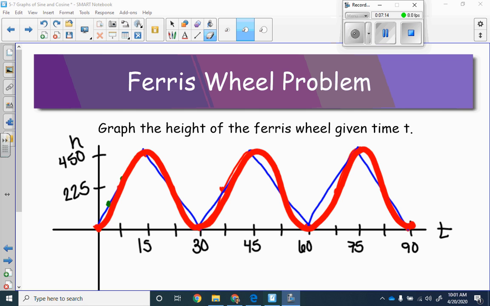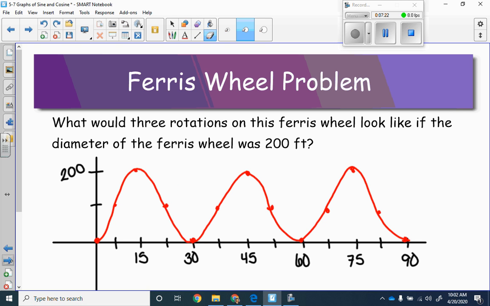Alright, so now let's take a look at the graphs, and with that I want us to think about what type of transformations are taking place with these new graphs. So the first one, after the initial one, was changing the diameter of the Ferris wheel. This changes the maximum height you're going to reach. Originally our Ferris wheel went up to 450 feet. Now our maximum is 200 feet.